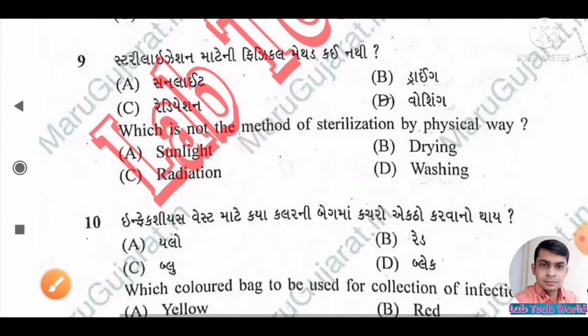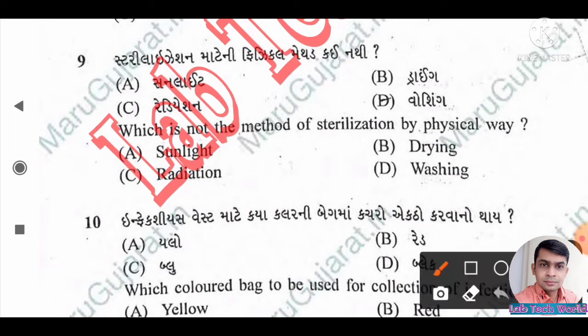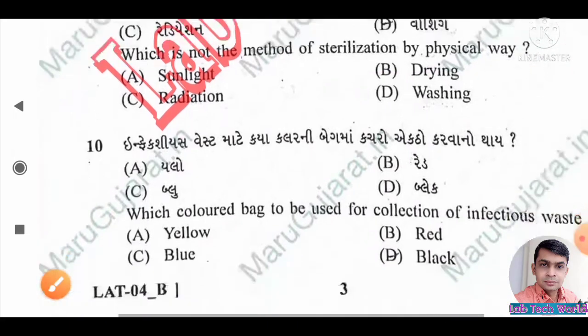Move to the next question number 9. Which is not the method of sterilization by physical way? Options A, sunlight, B, drying, C, radiation, D, washing. And the correct answer for this question, it is D. Washing is not a method of sterilization by physical way. Rest of the options are the examples of method of sterilization by physical way. So option D is the correct answer for this question.